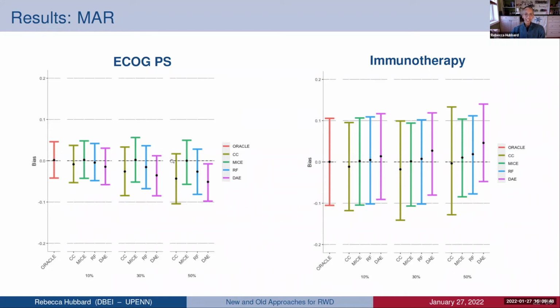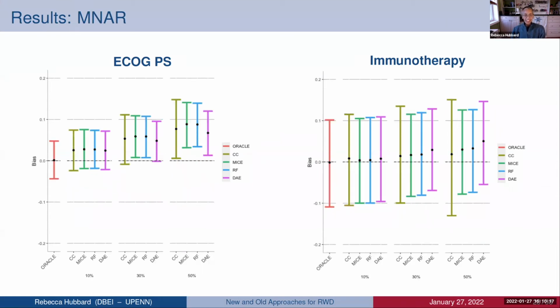Recall that there isn't any missingness in immunotherapy. The treatment indicator itself is assumed to be complete, but because we are achieving incomplete confounder control, because we're not doing a great job of dealing with the missingness in ECOG, we additionally see some bias in the immunotherapy parameter estimate as well, particularly as we move to larger amounts of missingness for the random forest and the denoising autoencoder.